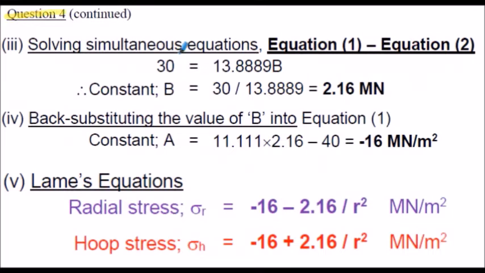Question 4, solution continued. So solving our simultaneous equations, I find constant B is 2.16 meganewtons. Back substituting the value of B into equation 1, I find constant A is negative 16 meganewtons per meter squared. Notice that the constant A is negative in this particular case. That allows us to generate Lamé's equations. So for the radial stress sigma r, it's negative 16 minus 2.16 divided by r squared. And for the hoop stress equation, it's negative 16 plus 2.16 divided by r squared. I can now find the radial and hoop stresses across the vessel wall.